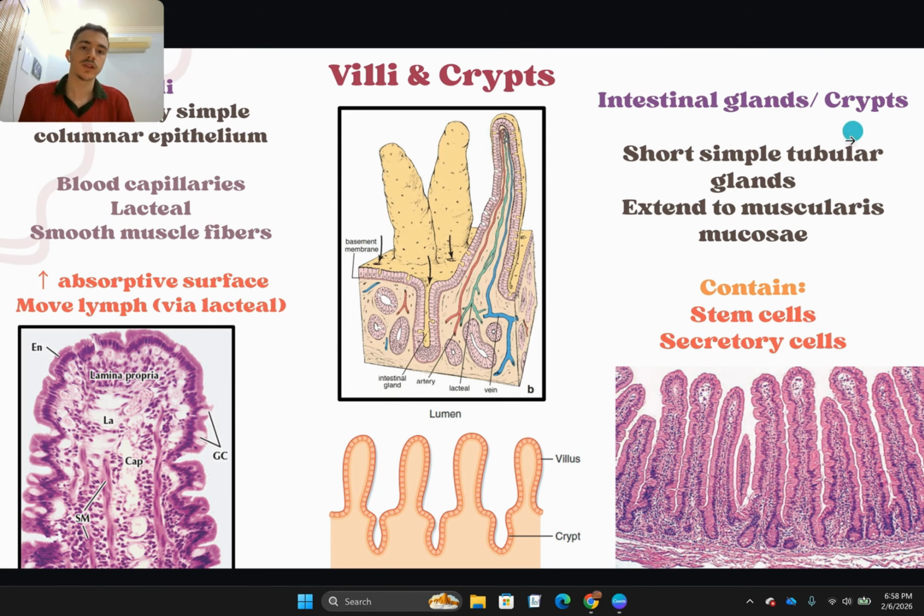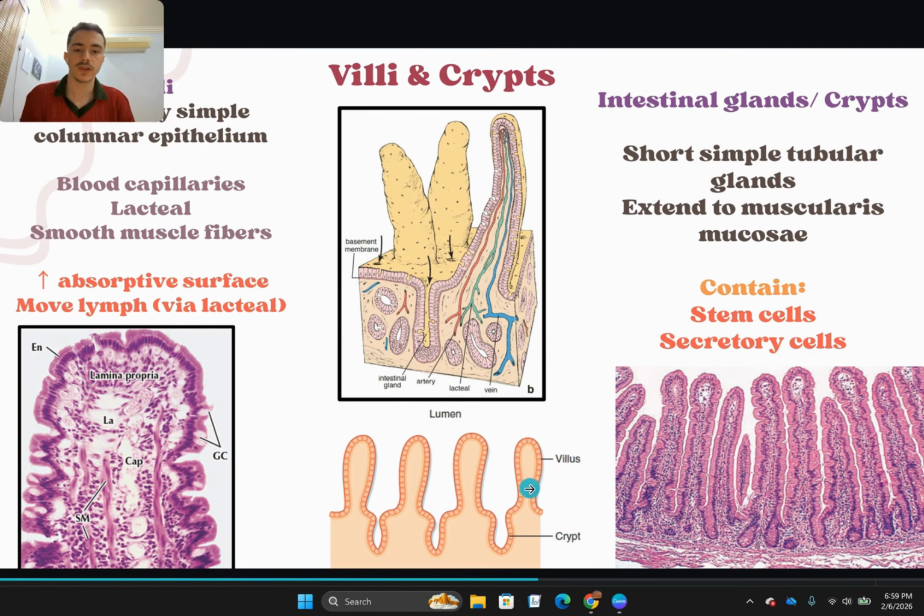For the intestinal glands, these projections that are going down the opposite way, we call them crypts, or the intestinal glands. Short, simple columnar tubular glands extending from the mucosa to the muscularis mucosa, and again they contain stem cells and secretory cells.